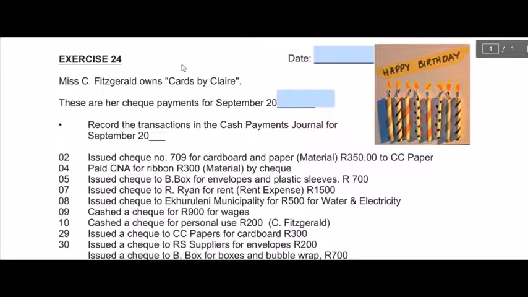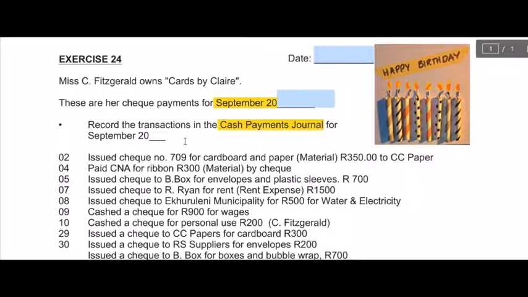So this is the memo of exercise 24, the second last memo before I see you guys. It says, Miss C. Fitzgerald owns Cards by Claire. These are her check payments for September, and they didn't specify the month, but I just assumed it's September 2020. Then it says record the transactions in the cash payments journal. Remember, that's the journal that we're busy with for September 2020.